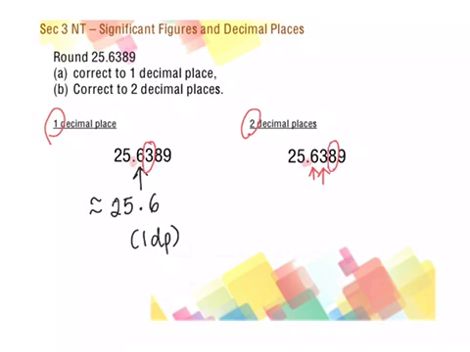So now this is 8. Is this more or less than 5? Since this is more than 5, I will need to round up the number, and we will get 25.64 corrected to two decimal places.